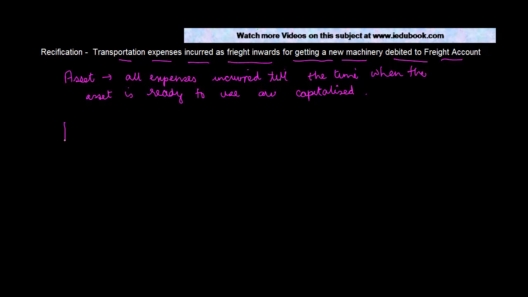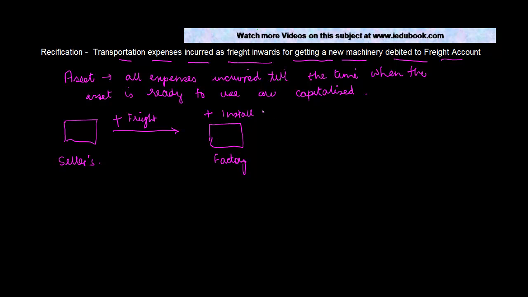So when you purchase a new plant and machinery, let's say the seller's place is here. When the machinery is sold to you, it has to be brought down to your premises, let's say for example in the factory. So once you purchase, then basically you incur freight cost, you will install the plant and machinery, and all these expenses, namely the freight, the installation, are to be capitalized as a part of cost of acquisition of the machinery, right? So it's a capital expenditure.